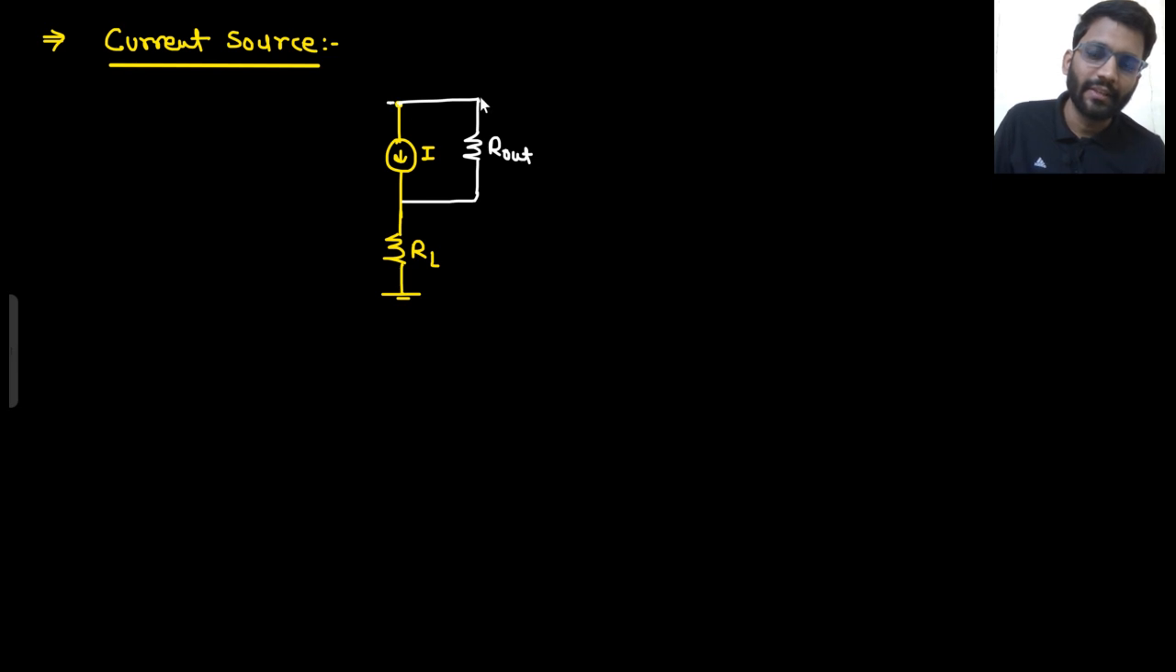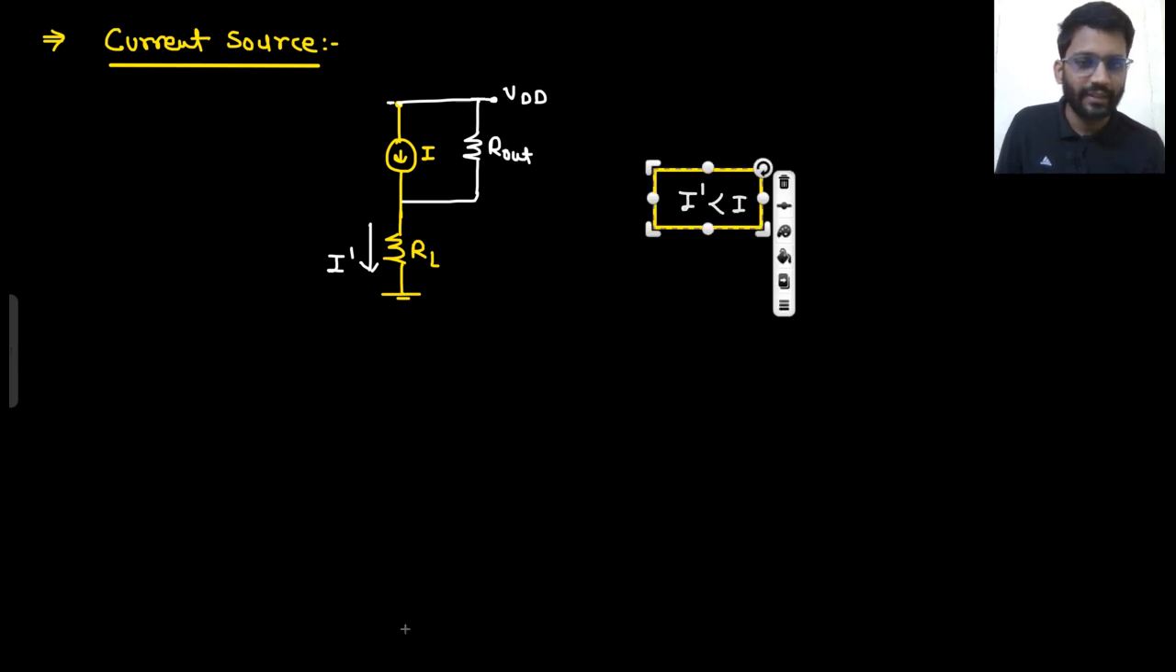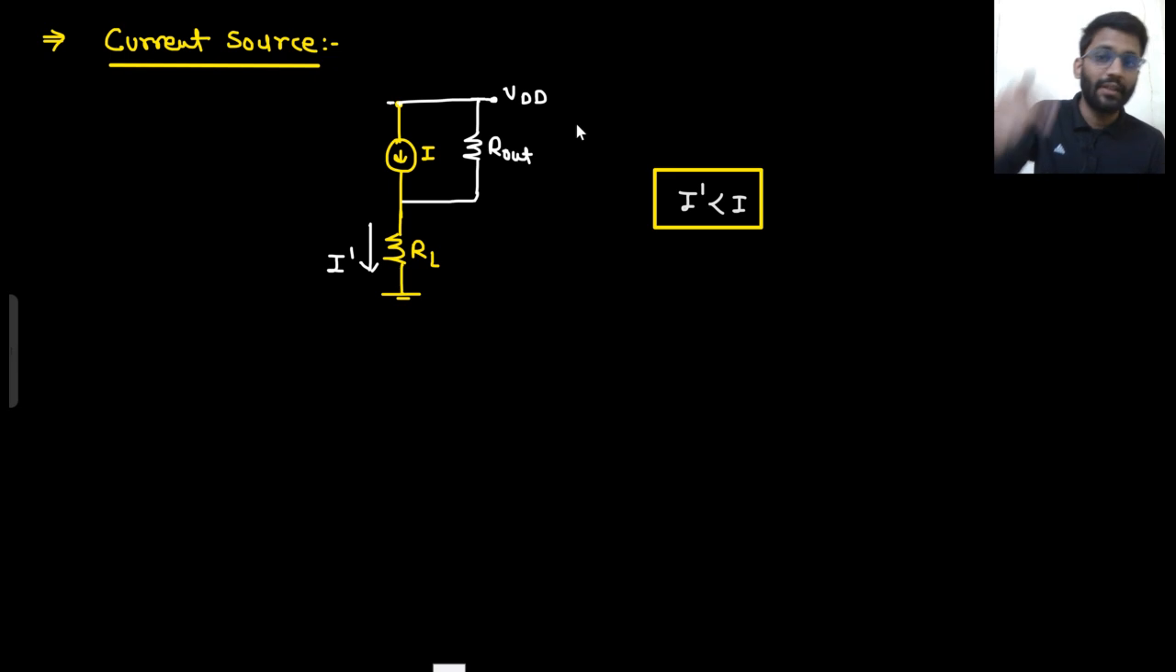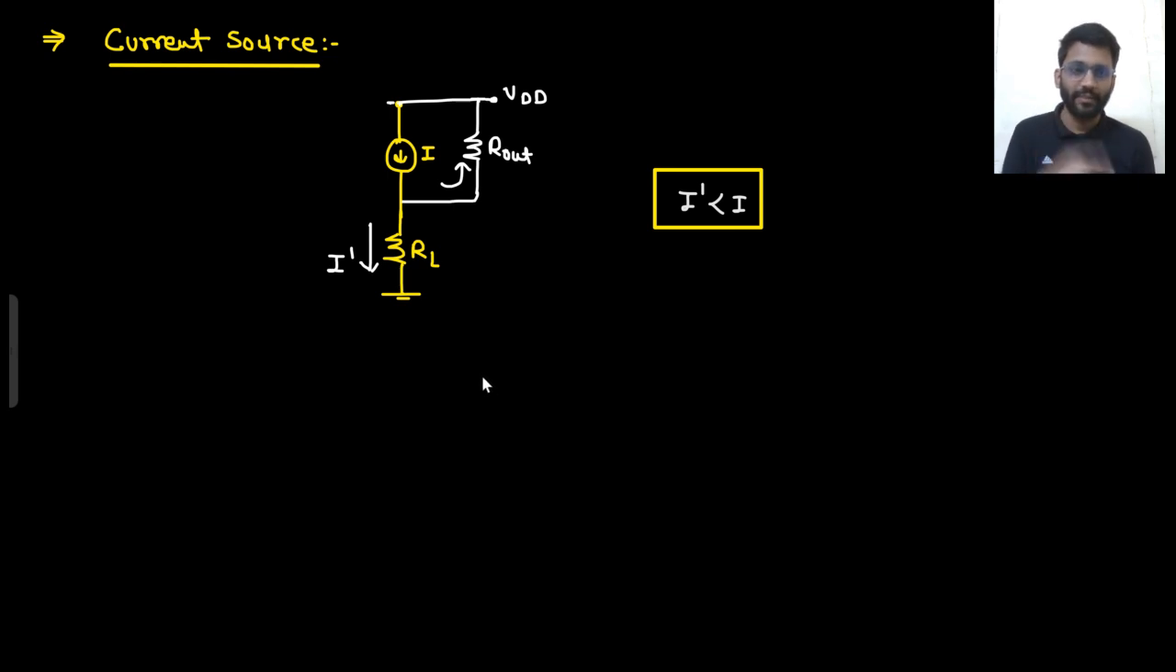This supply could be VDD. So current source is having its resistance. Now this is the load, this is the load resistance. RL is the load. So in load, how much current is going? Let's assume this is some I dash current. So one thing I certainly know is that I dash is less than I. Say yes or no. I dash will certainly be less than I. Why so? Because this R out will eat up some current.